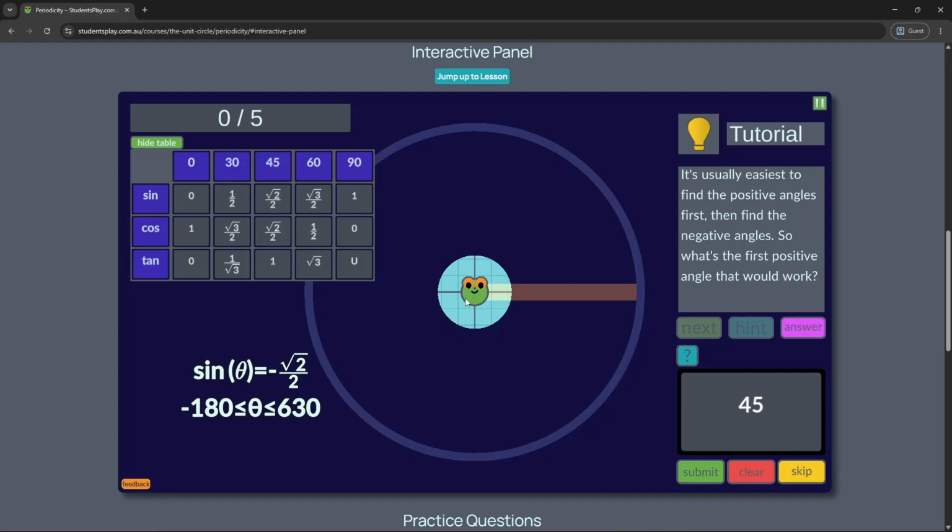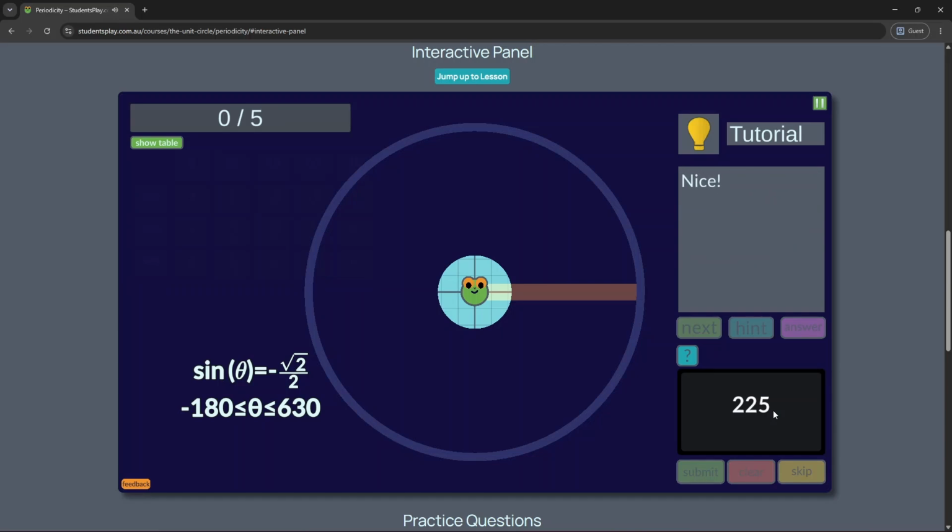And then let's visualize it. Negative root 2 on 2 is the vertical length would come down to like here or so. And then it goes, it's either here or there. So over here first, because we're using a positive angle, so around 180, then an extra 45, 225? Nice.